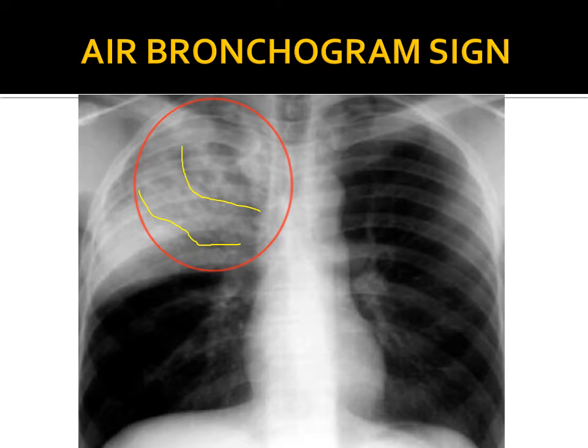We will not see the air bronchogram sign if the bronchi are filled with mucus, as in case of cystic fibrosis, or if the bronchus is obstructed by an endobronchial tumor or foreign body, which will result in obstructive atelectasis with no air bronchogram sign.